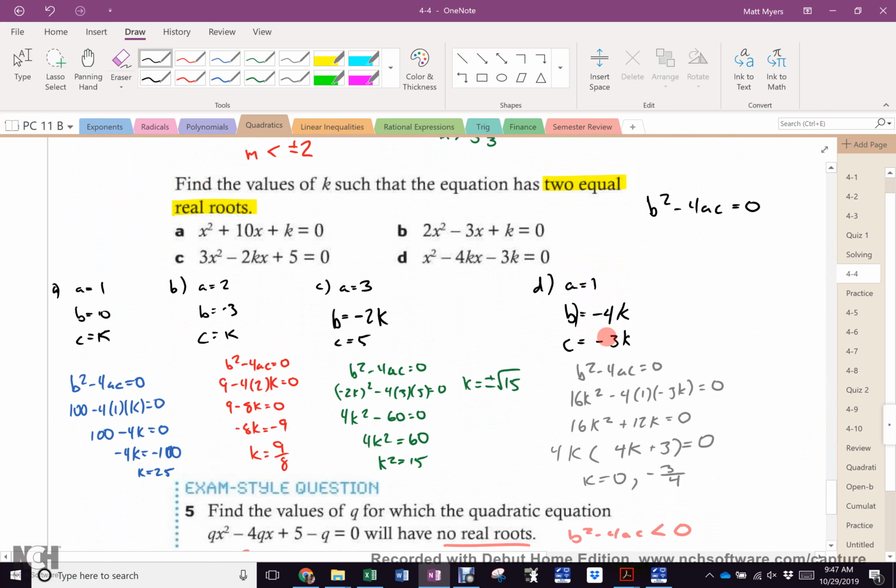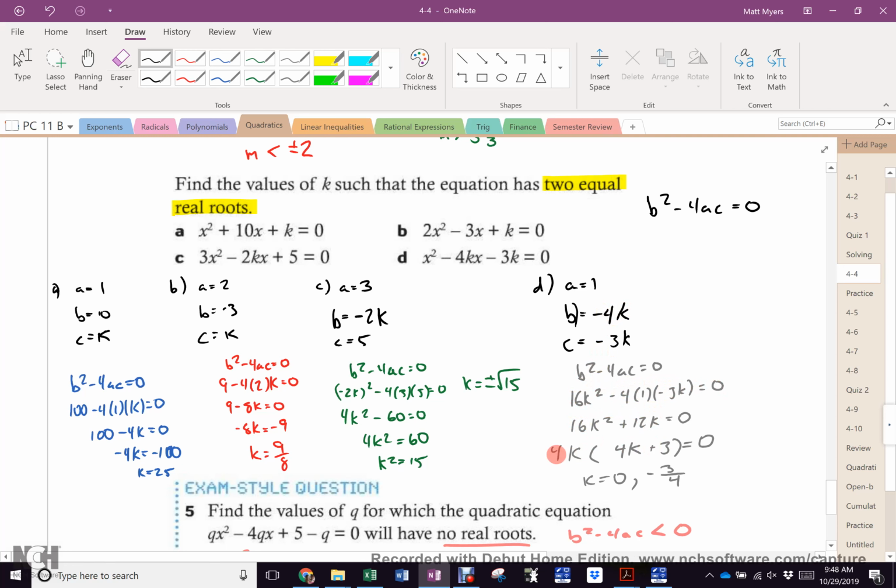there's your ABCs, right? 1, negative 4K, and negative 3K. Yeah. Punch it all in, right? 16K squared, because that's negative 4K squared, right? Minus 4 times 1 times negative 3K. Well, negative 4 times negative 3K is positive 12K, yeah? So I got 16K squared plus 12K.